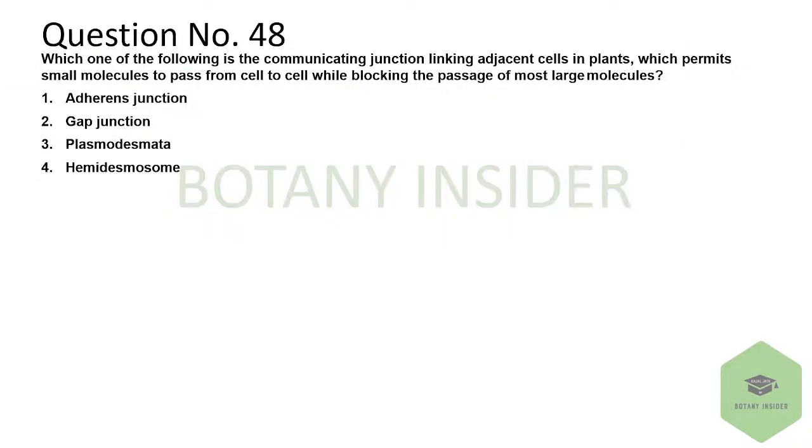Next, which one of the following is a communicating junction linking the adjacent cells in the plants, which permits the small molecules to pass from cell to cell while blocking the passage of most of the large molecules? Adherence junction, gap junction, plasmodesmata, and hemidesmosomes.